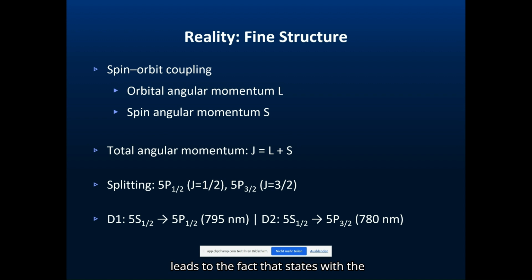This leads to the fact that states with the same orbital quantum number L, but different total angular momentum J, have slightly different energies. The states are thus not degenerate anymore. For rubidium, the relevant excited states are the 5p states. Due to spin-orbit coupling, they split into 5p1/2 with J = 1/2 and 5p3/2 with J = 3/2. These give rise to the two famous D lines of rubidium.